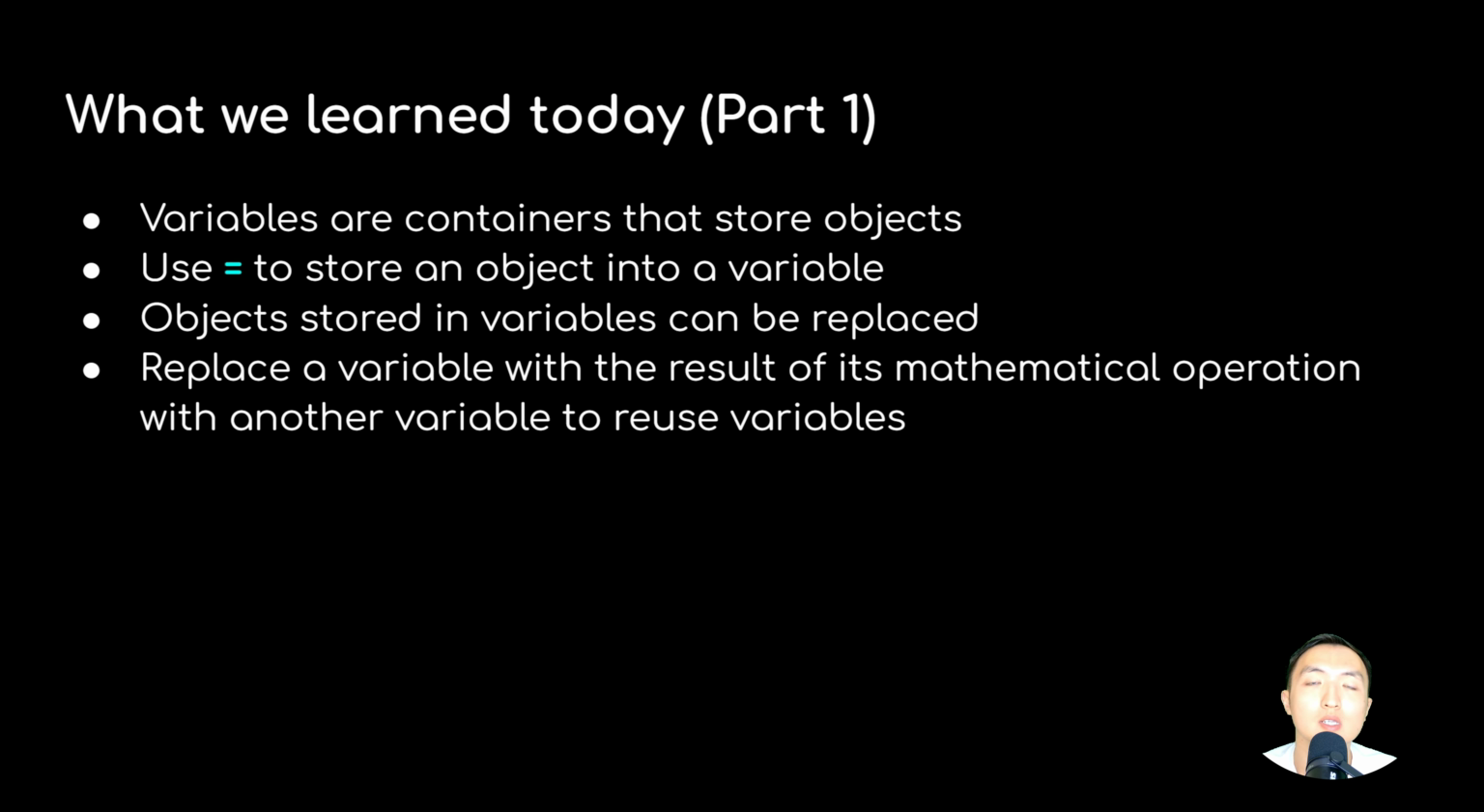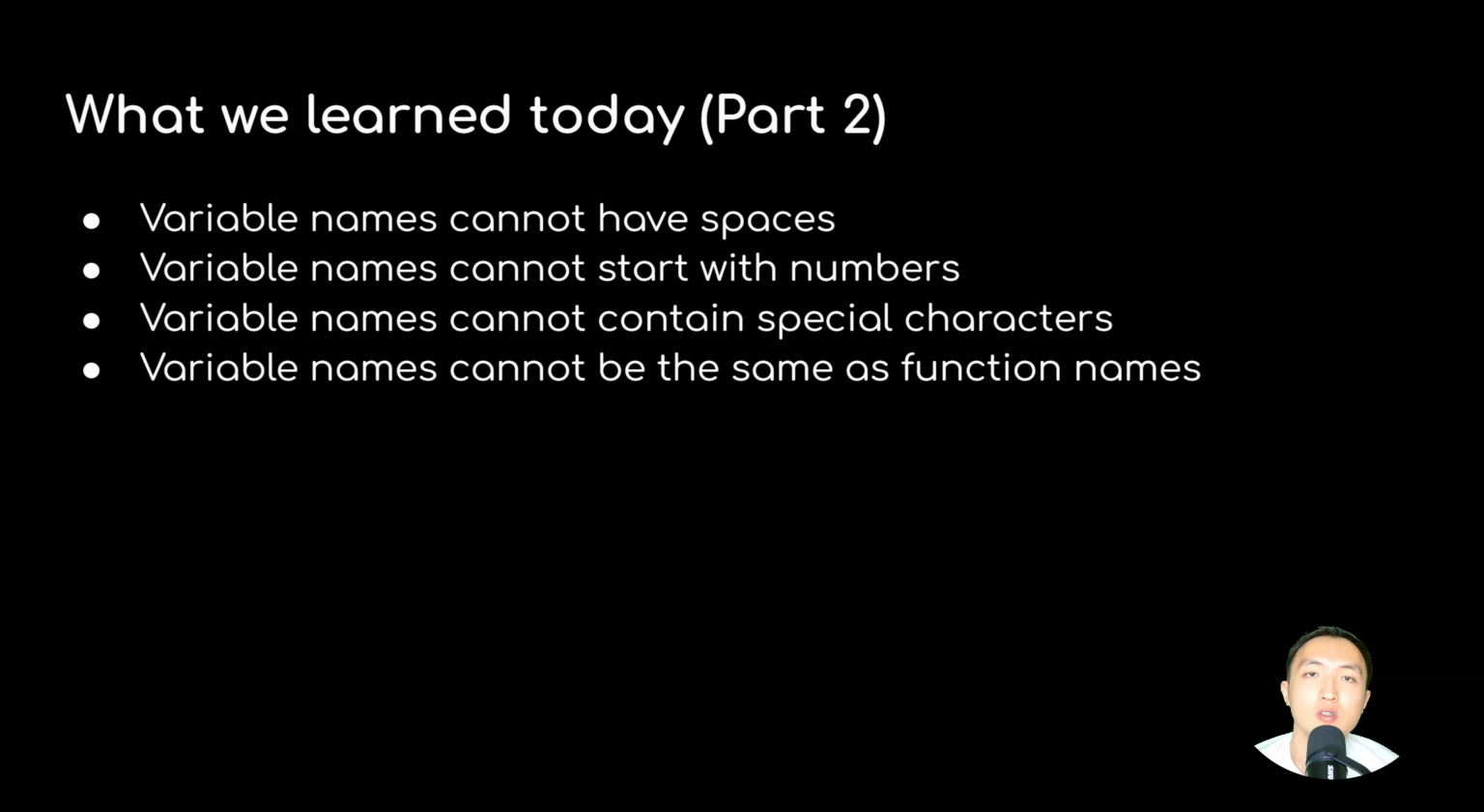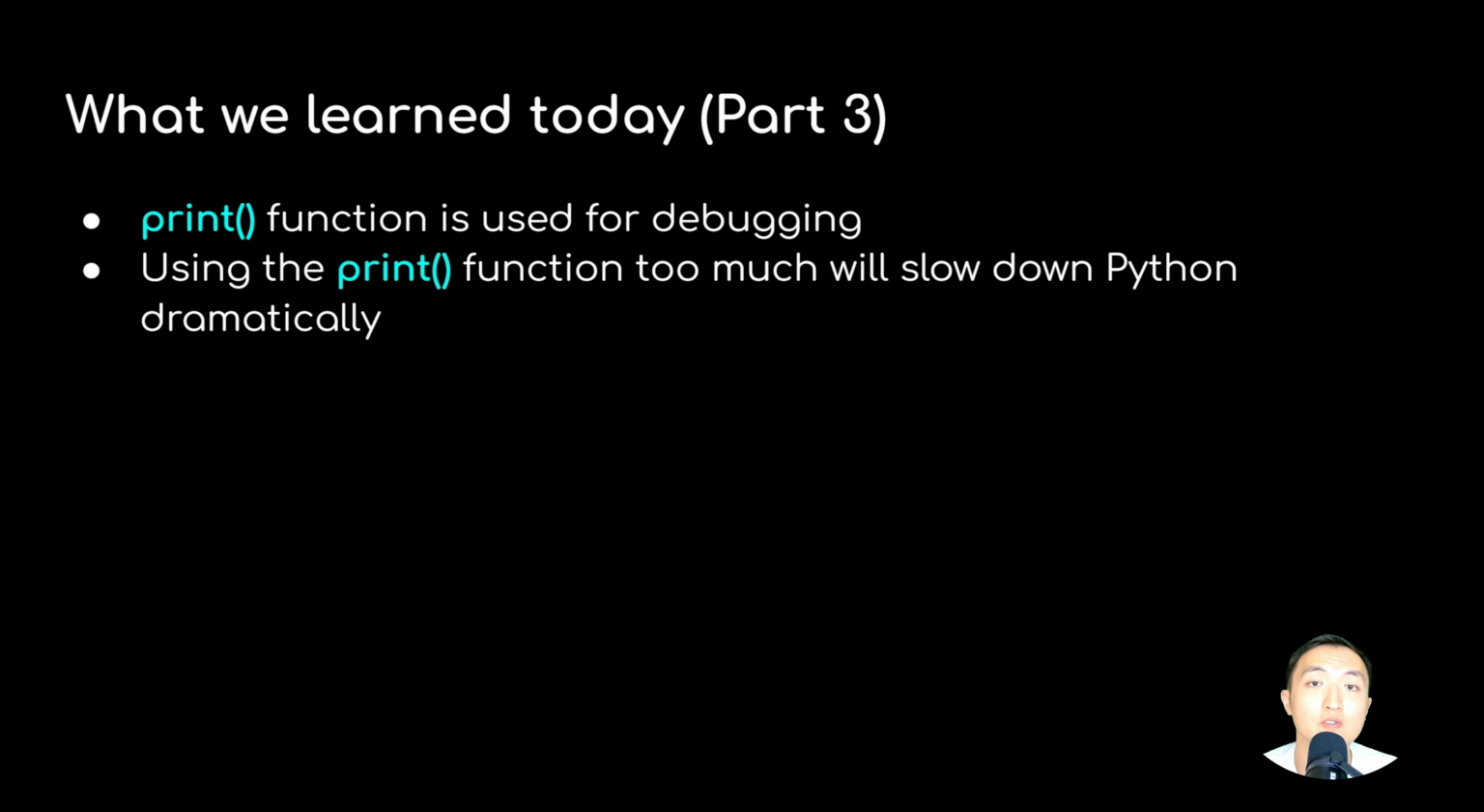Before we end today's lecture, let's look at what we learned today. We learned that variables are containers that store objects. We use the equal operator to store an object into a variable. Objects stored in variables can be replaced, and we can replace a variable with the result of its mathematical operation with another variable to reuse variables. We also learned that variable names cannot have spaces, they cannot start with numbers, cannot contain special characters, and cannot be the same as function names. The print function is very useful for debugging, but be careful, if you use it too much, it will slow down Python dramatically.